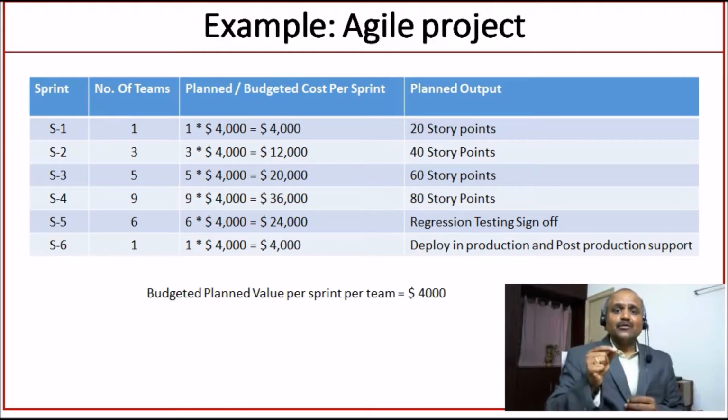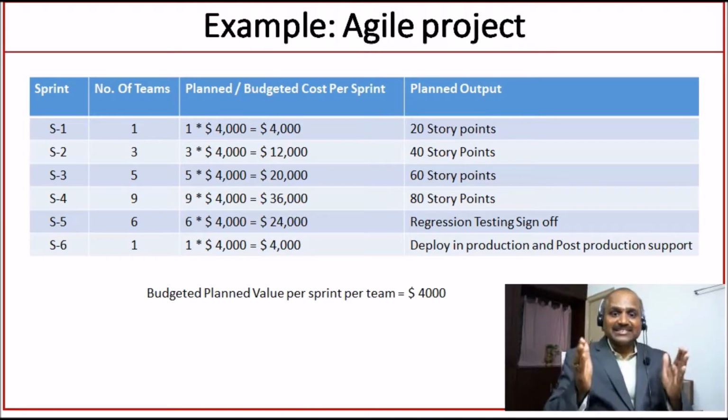In the first sprint, we employed one team. That's why 1 into 4,000, that is $4,000. In the second sprint, we employed 3 teams. So 3 into 4,000 is $12,000. In the third sprint, 5 teams, 5 into 4,000 is $20,000. In the fourth sprint, we employed 9 teams. It is $36,000. In the fifth sprint, it is $24,000. In the sixth sprint, it is $4,000. This is the planned value.